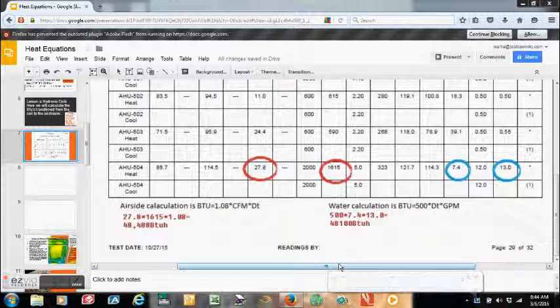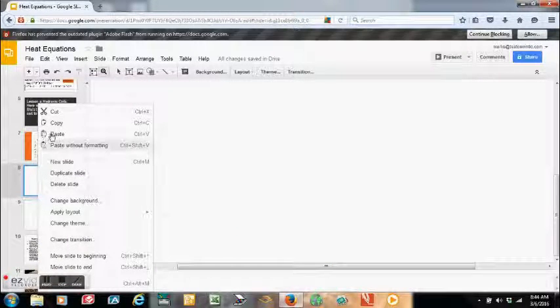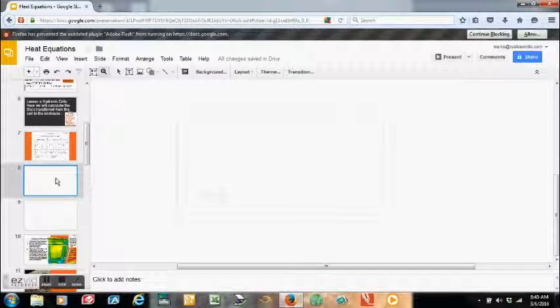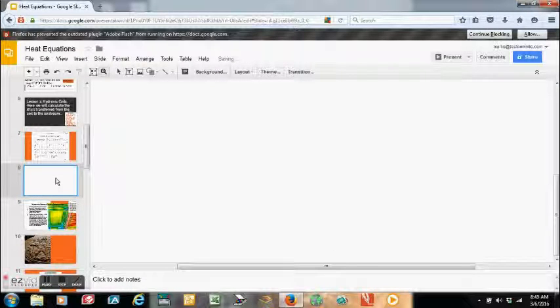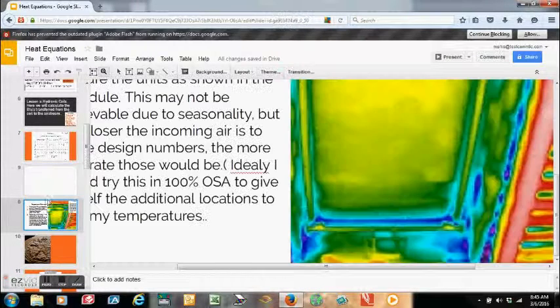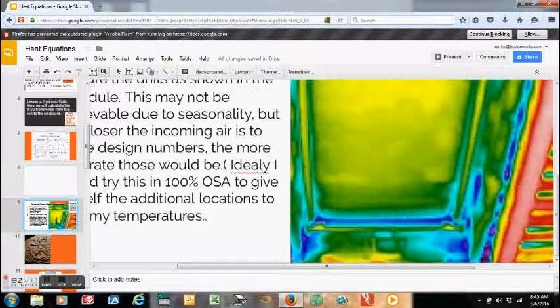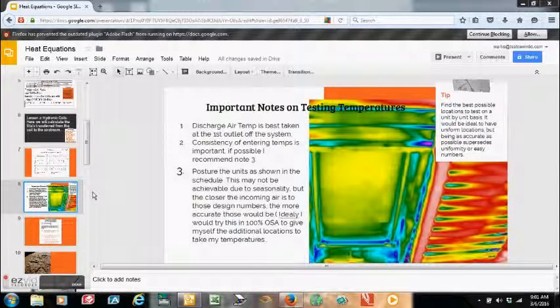Tip: find the best possible location to test on a unit-by-unit basis. It would be ideal to have uniform locations, but being as accurate as possible supersedes uniformity or easy numbers. Important notes on testing temperatures. Discharge air temp is best taken at the first outlet of the system. Consistency of entering temps is important. If possible, I recommend Note 3.